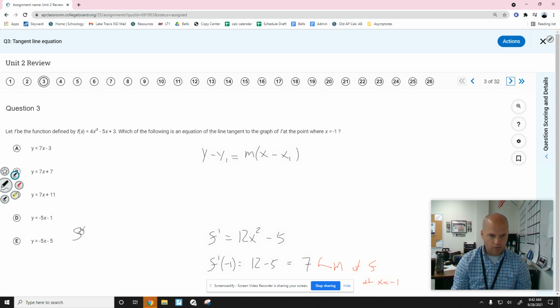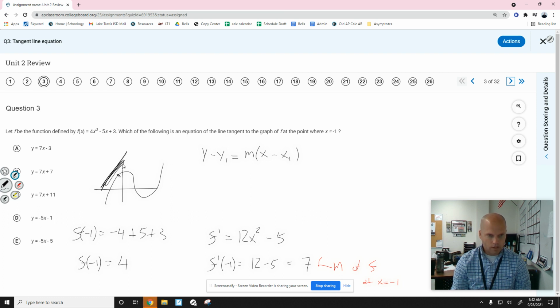So this is when we plug -1 into the original equation. -1 cubed is -1 times 4 is -4. -1 times 5 is -5, but it's minus, so that'd be like a plus. So it's like -5 times -1. And we find that f of -1 is 4. So in reality, what we have here is maybe something more like this, where the point right there is (-1, 4), and the slope there is 7.